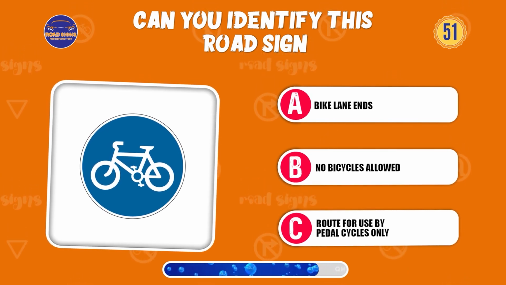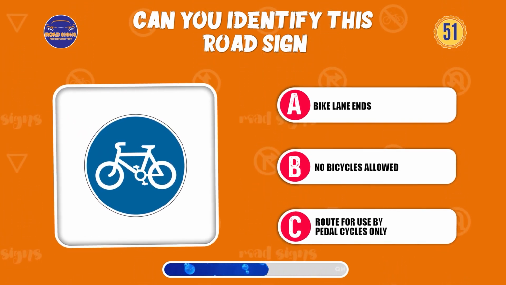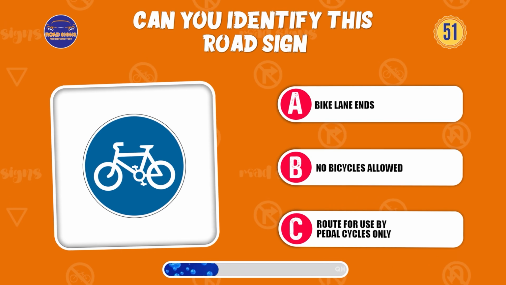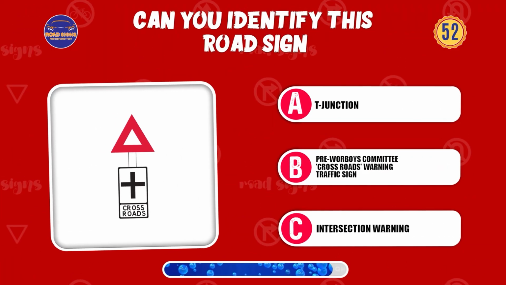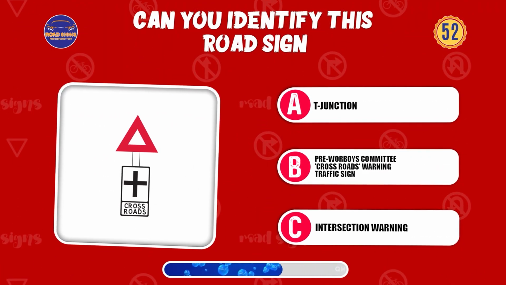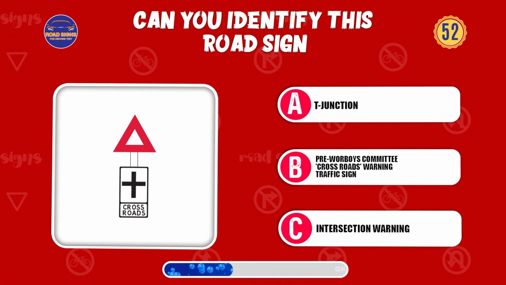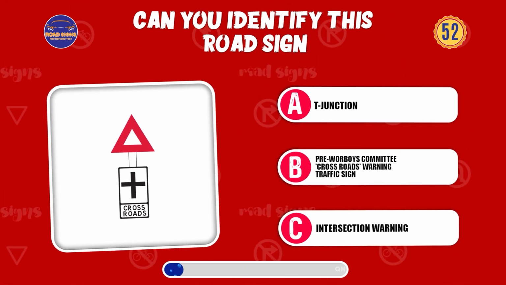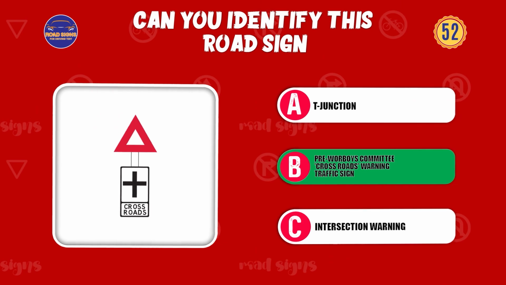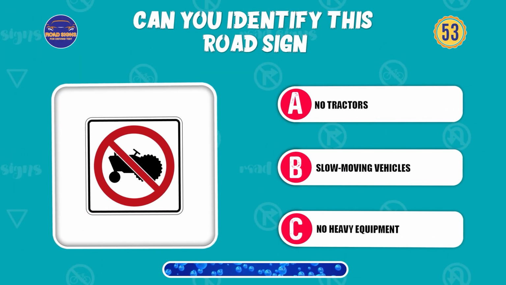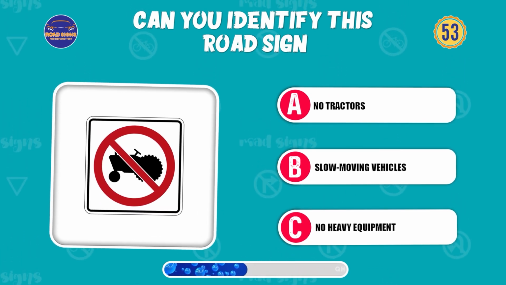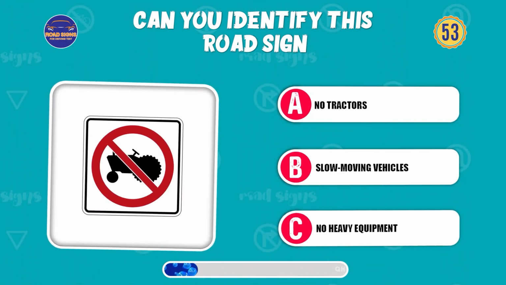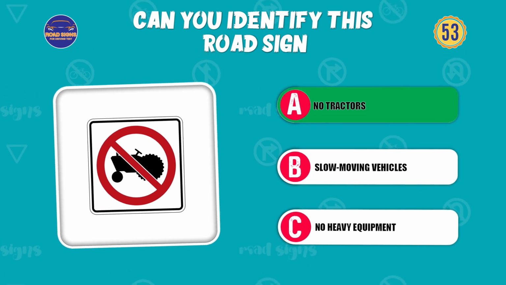What type of route is designated by this sign? C. Route for use by pedal cycles only. What historical road sign is shown here? Pre-War Boys Committee, Crossroads warning traffic sign. What restriction does this sign impose on vehicles? A. No tractors.